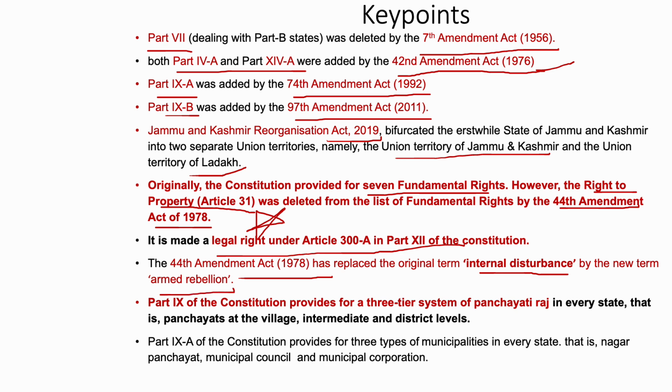Part 9 of the Constitution provides for a three-tiered system of Panchayati Raj in every state, that is, at the village level, at the intermediate level, and at the district level. Part 9A of the Constitution provides for three types of municipalities, that is, Nagar Panchayat, Municipal Council, and Municipal Corporation.